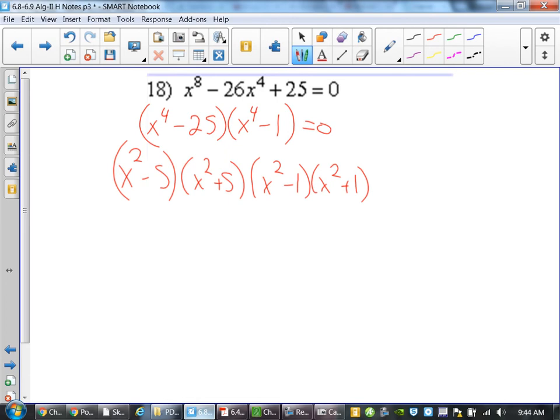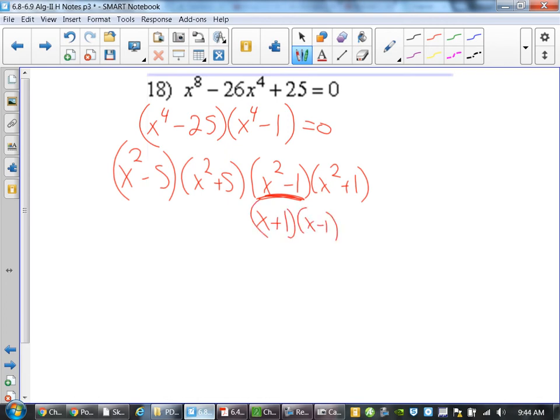Or did it ask to find zeros on this one? It just said factor. All right, so if it said factor, am I done? No. What else can I do? X squared minus 1. This guy. I can still factor this one a little bit further, and I'd get x minus 1, x plus 1.